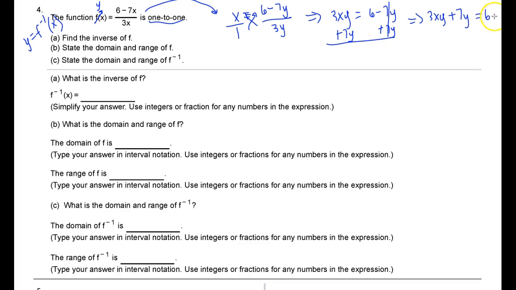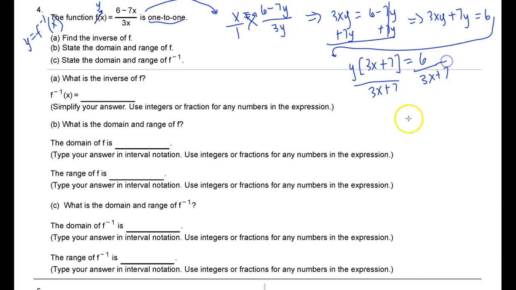And then from there, we know that we need to factor out y from both terms. So that'll be y times (3x plus 7) equals 6. And then we just divide both sides by 3x plus 7. Excuse me.